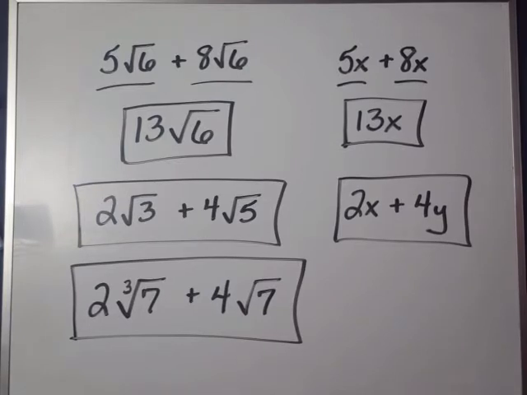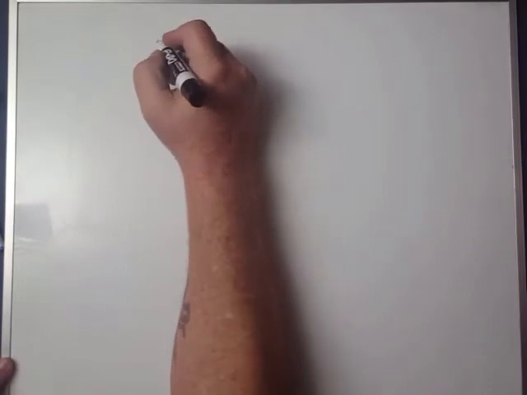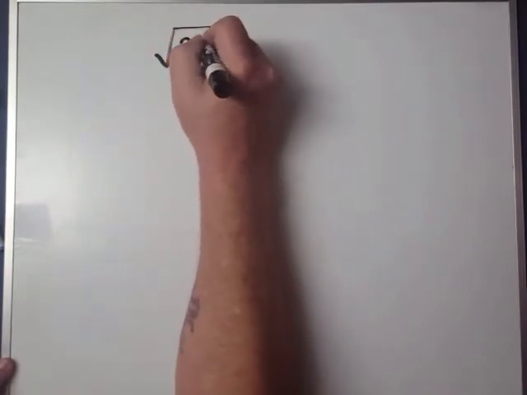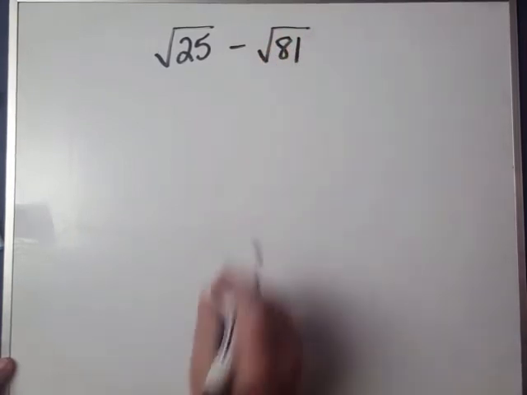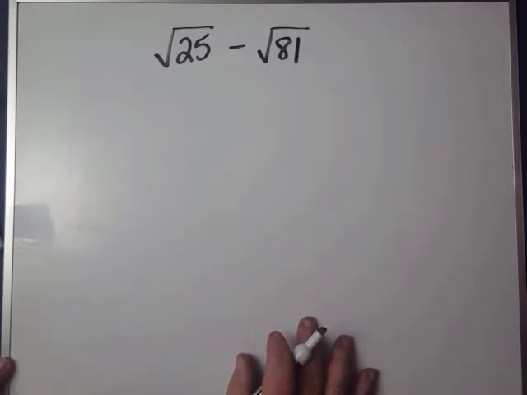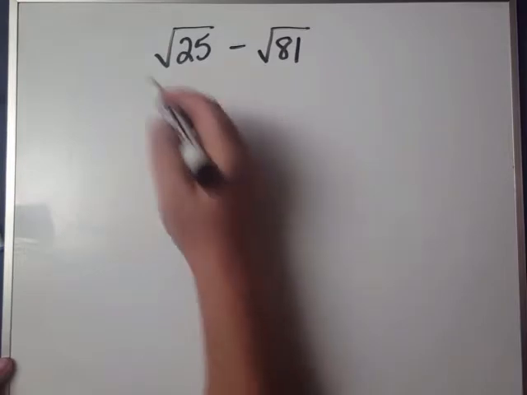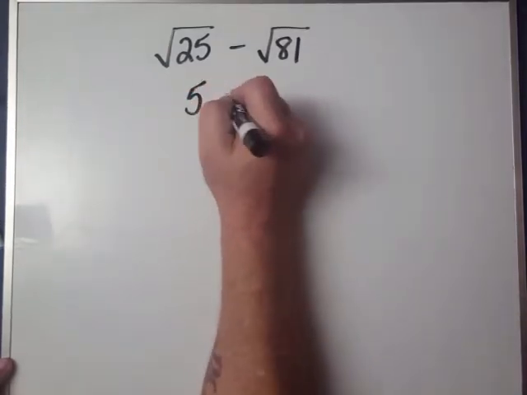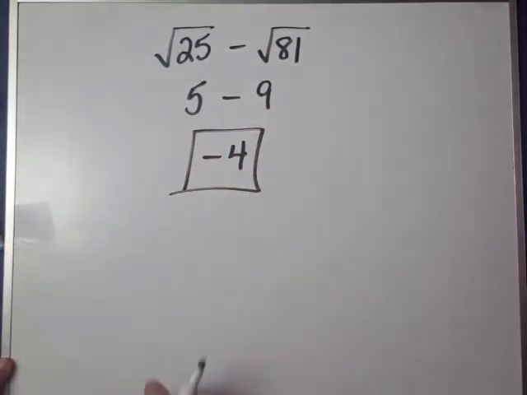Let's work some homework problems. Let's start with number 6. Number 6 is just a little warm-up. This is actually an order of operations problem. We just have to crank this out. The square root of 25 is 5. Square root of 81 is 9. A difference of -4. That's all there is to that one.